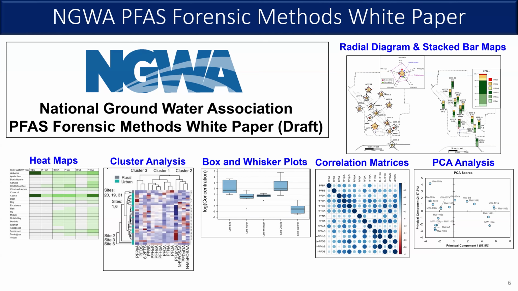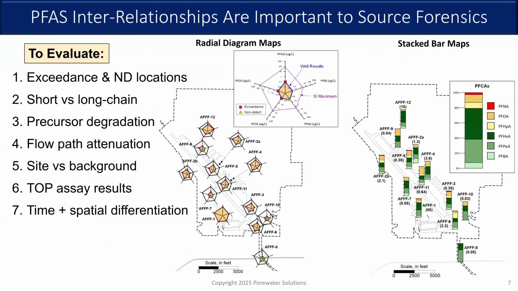As you can see on the bottom of the slide, there's a lot of different ways we can look at forensics. We can look at visual methods, we can look at statistics. A lot of work's being done in these areas. And my contribution to the white paper is more about simple visualization methods like radial diagrams and stack bars on maps, and the types of trends we can actually look at and demonstrate with those visual methods. So that's what we're going to talk about today, specifically radial diagram maps and stack bar maps and how these can actually support a forensic analysis.